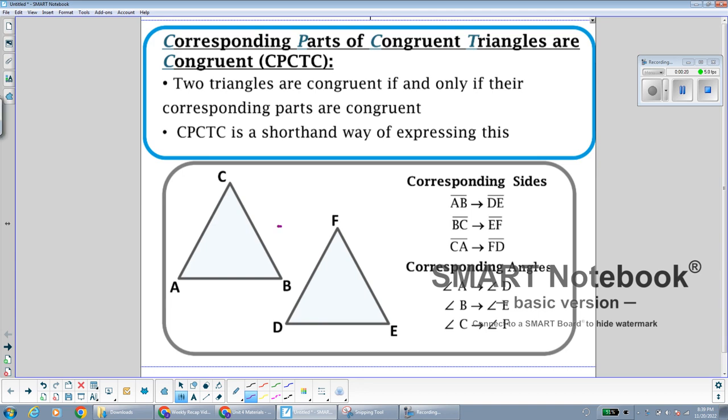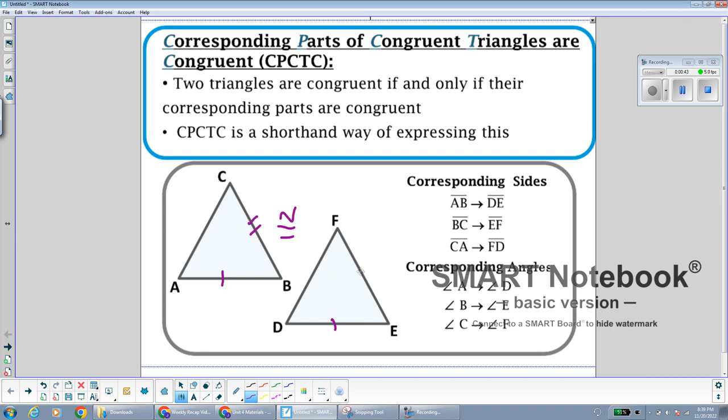For example, if these two triangles over here are congruent, then all of their corresponding parts, their corresponding sides and their corresponding angles are also congruent because the whole triangles themselves are congruent to each other. For example, AB would be congruent to DE. Those are sides that are in the same spots on the two different triangles.